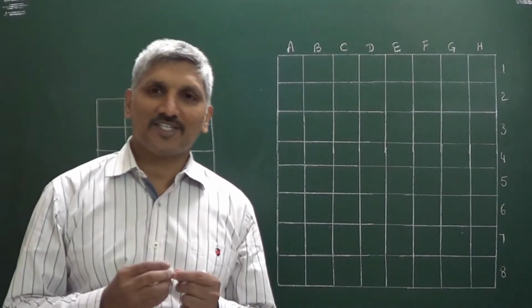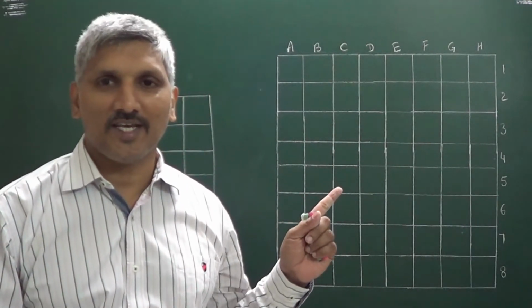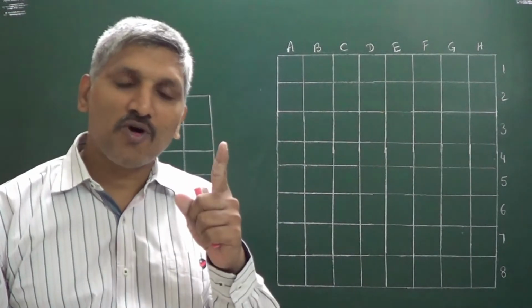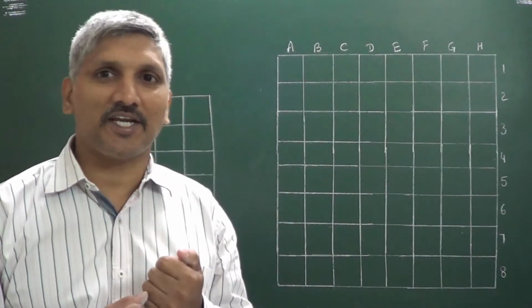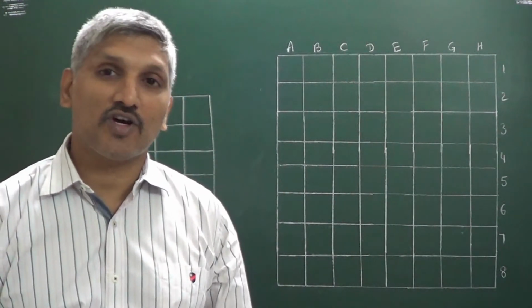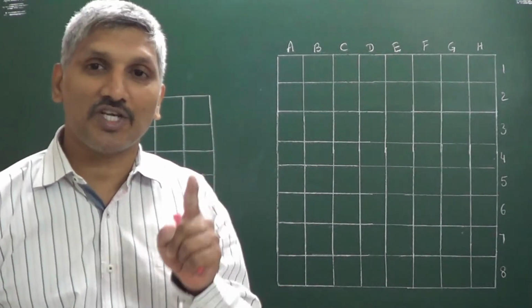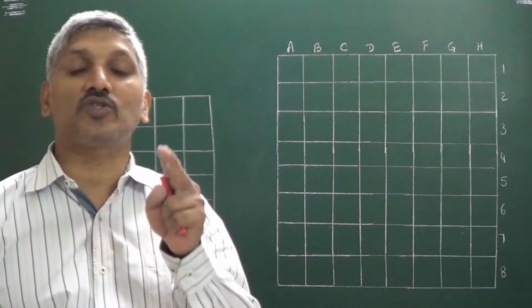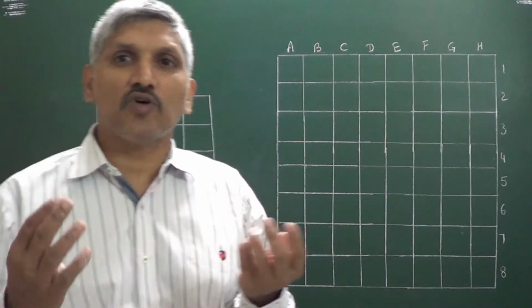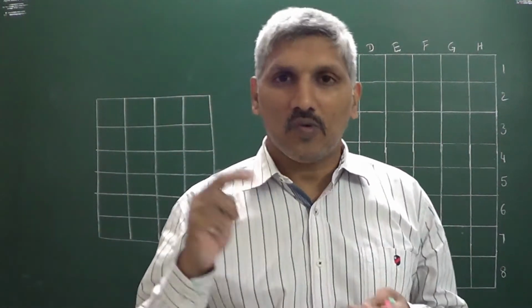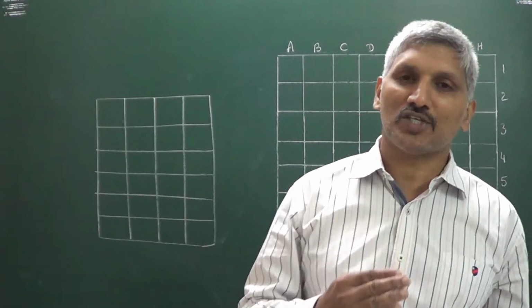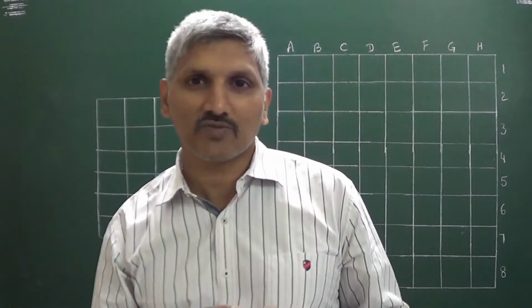Right. We discussed the number of squares in a chessboard. A chessboard is an 8 by 8 grid. That's why we discussed the number of squares in a chessboard as 1 squared plus 2 squared plus 3 squared plus 4 squared and so on plus 8 squared. Suppose it is a 9 by 9 grid. 1 squared plus 2 squared plus 3 squared and so on up to 9 squared you will get.